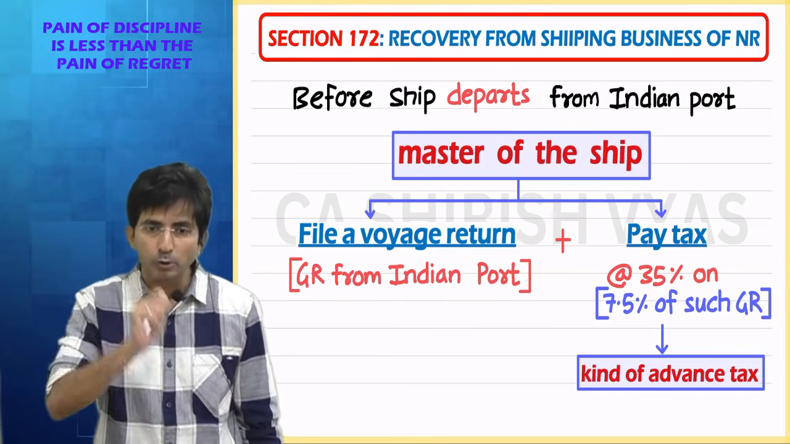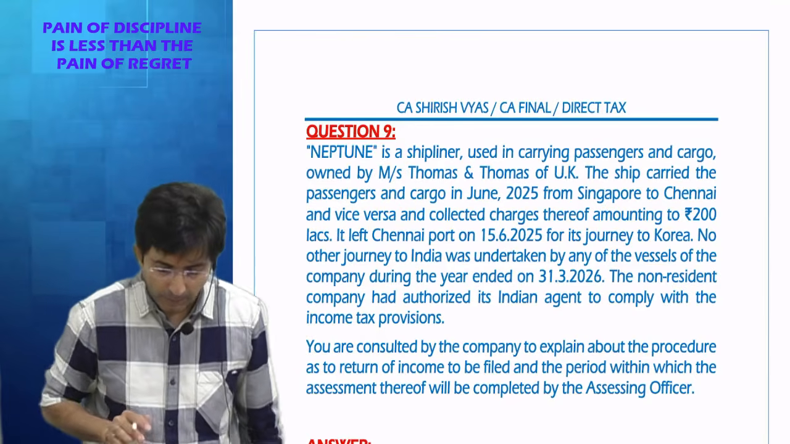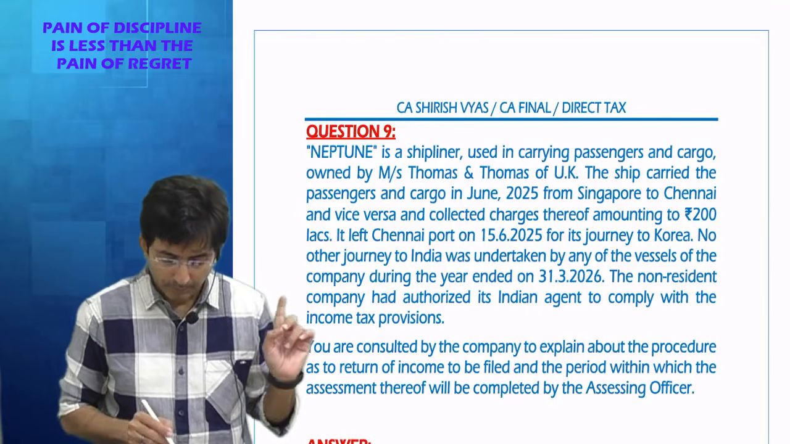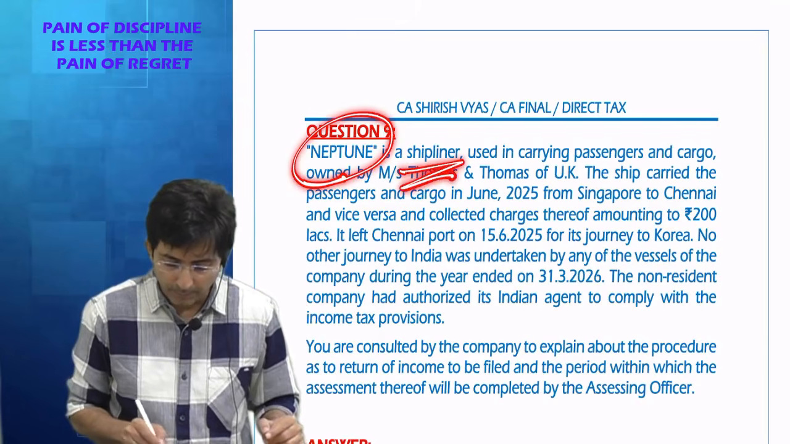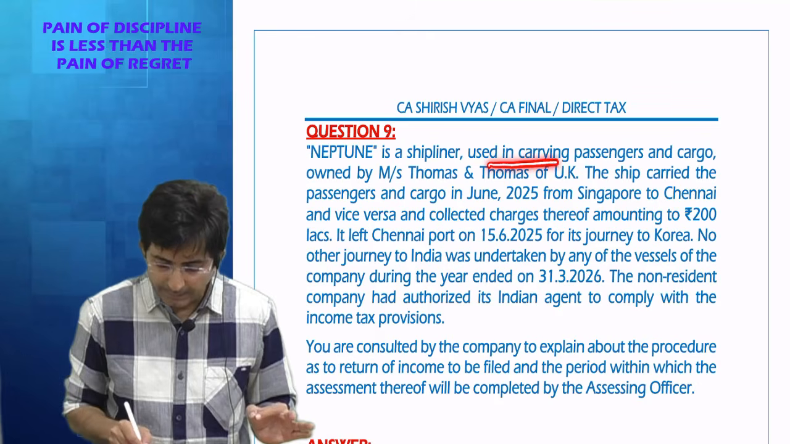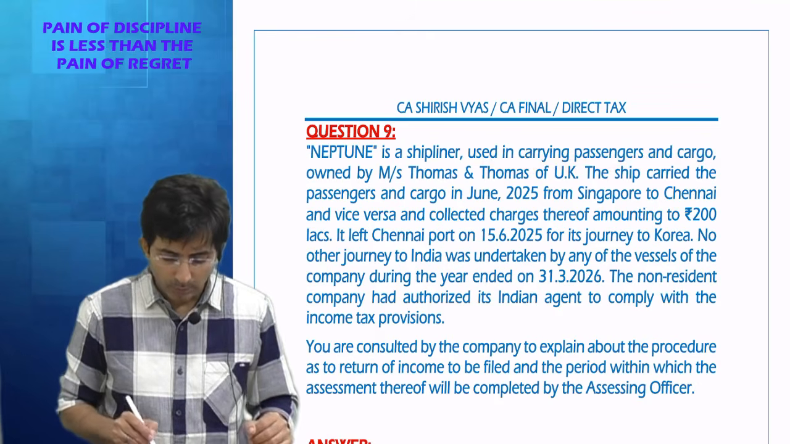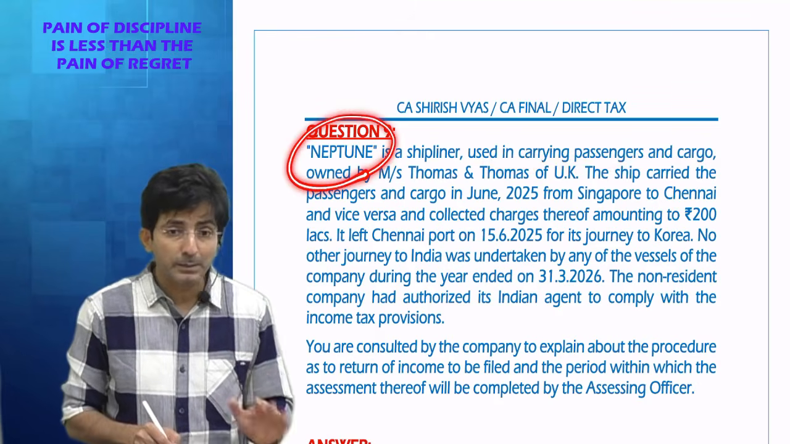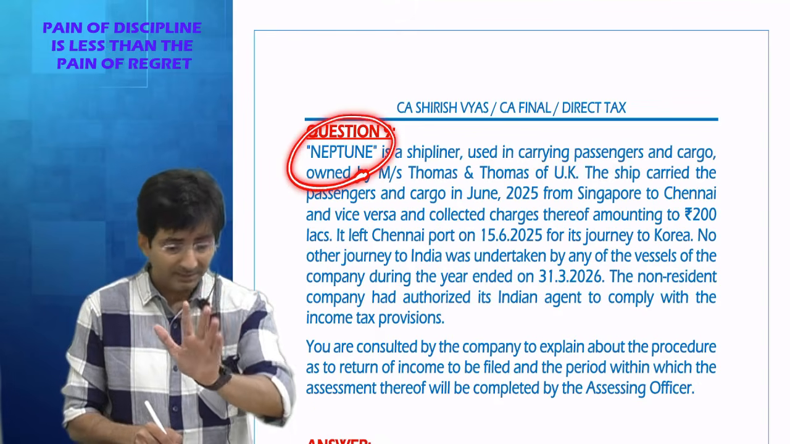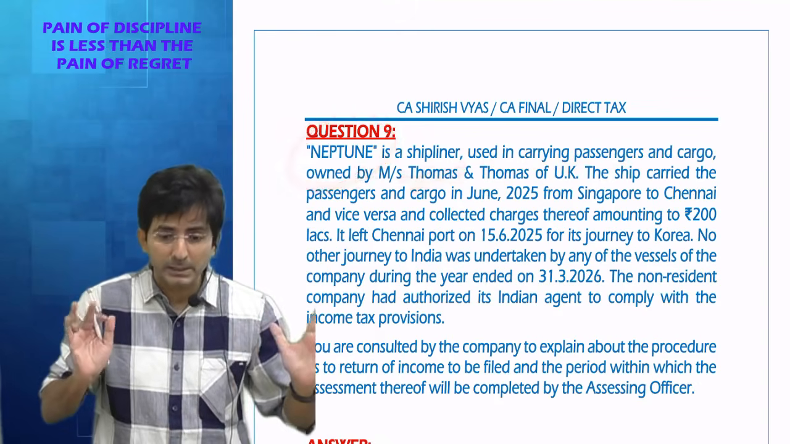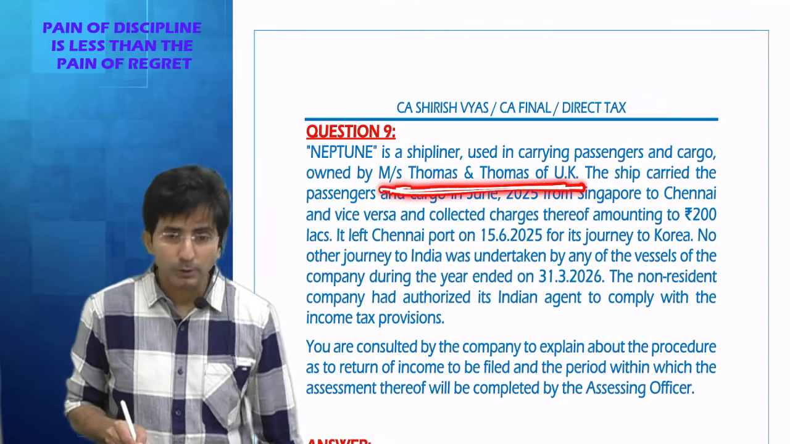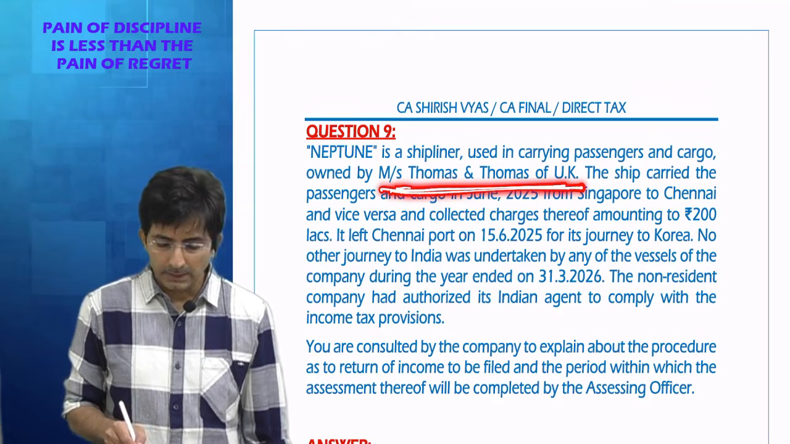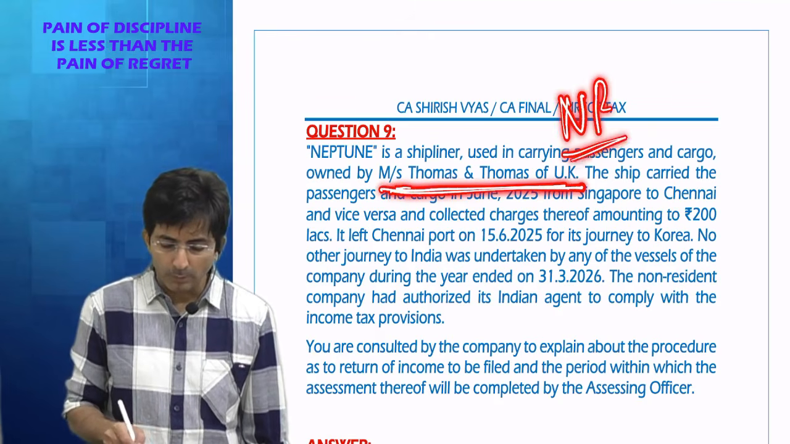This provision is also there. Now see how this is tested in the exam. Look, this is one exam question. Read. Neptune is a ship liner used in carrying passengers and cargo. You know, this is the name of the ship. This is not the name of the assessee. This is a ship liner, the name of the ship. And the assessee is Thomas and Thomas of UK. Means there is some non-resident assessee called Thomas and Thomas.